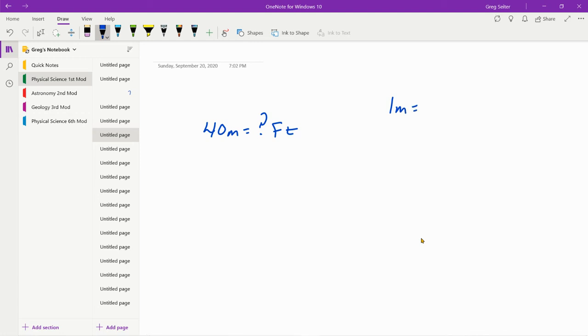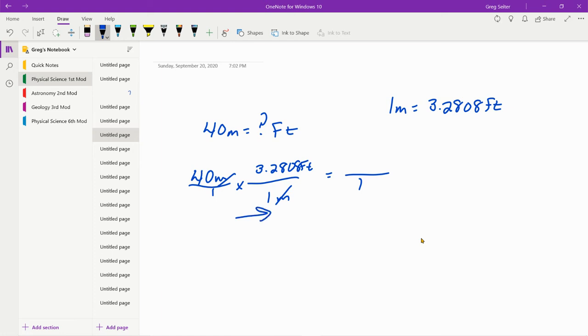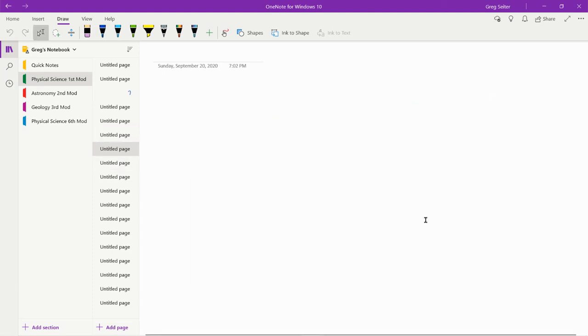equals 3.2808 feet. Okay, so we're going to come down here then, make a fraction, 40 meters. We want meters on the bottom, so they cancel out. 3.2808 feet. Cancel out our meters. And then you will multiply straight across with your calculator. Boom. And then whatever you get here, that is feet divided by 1. All right? Next problem.